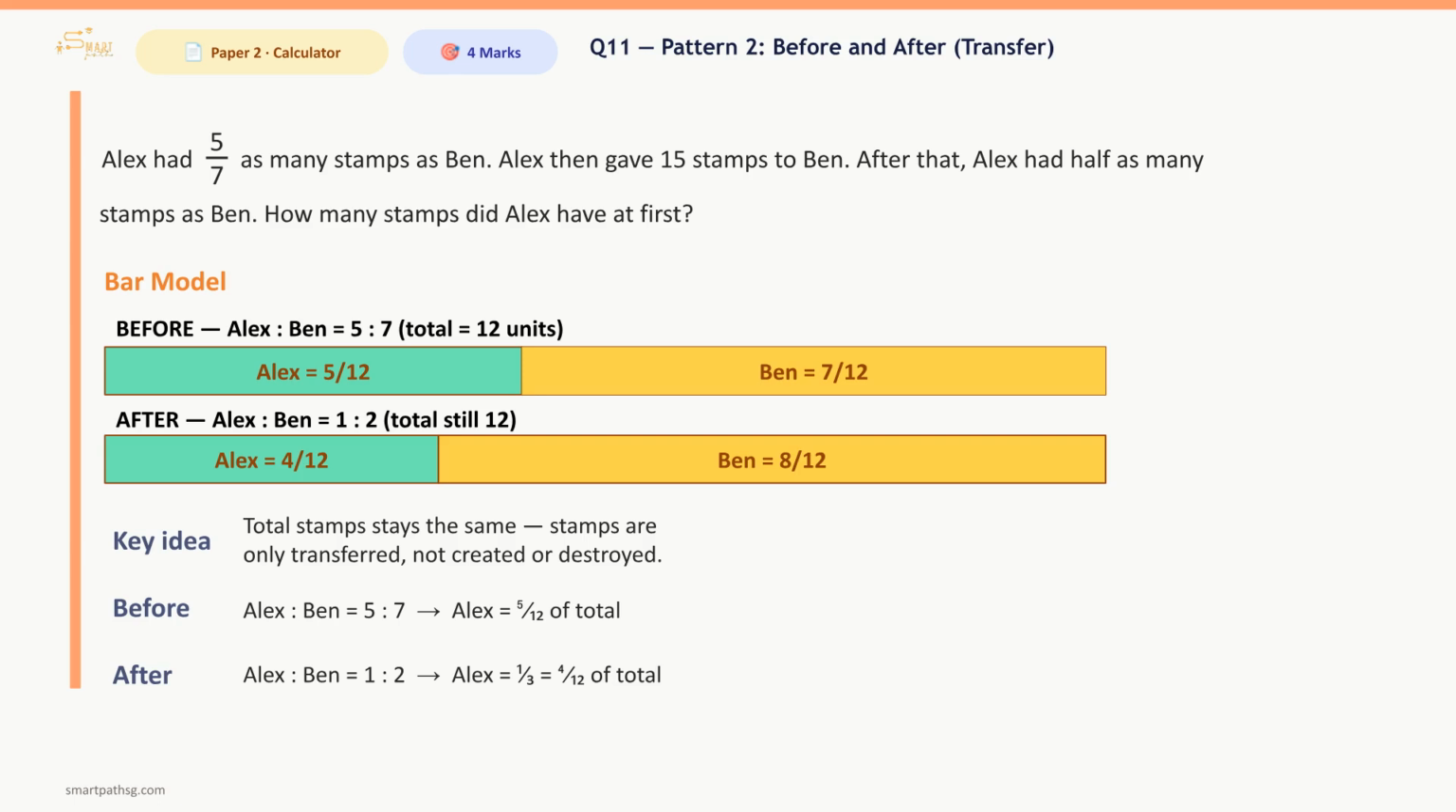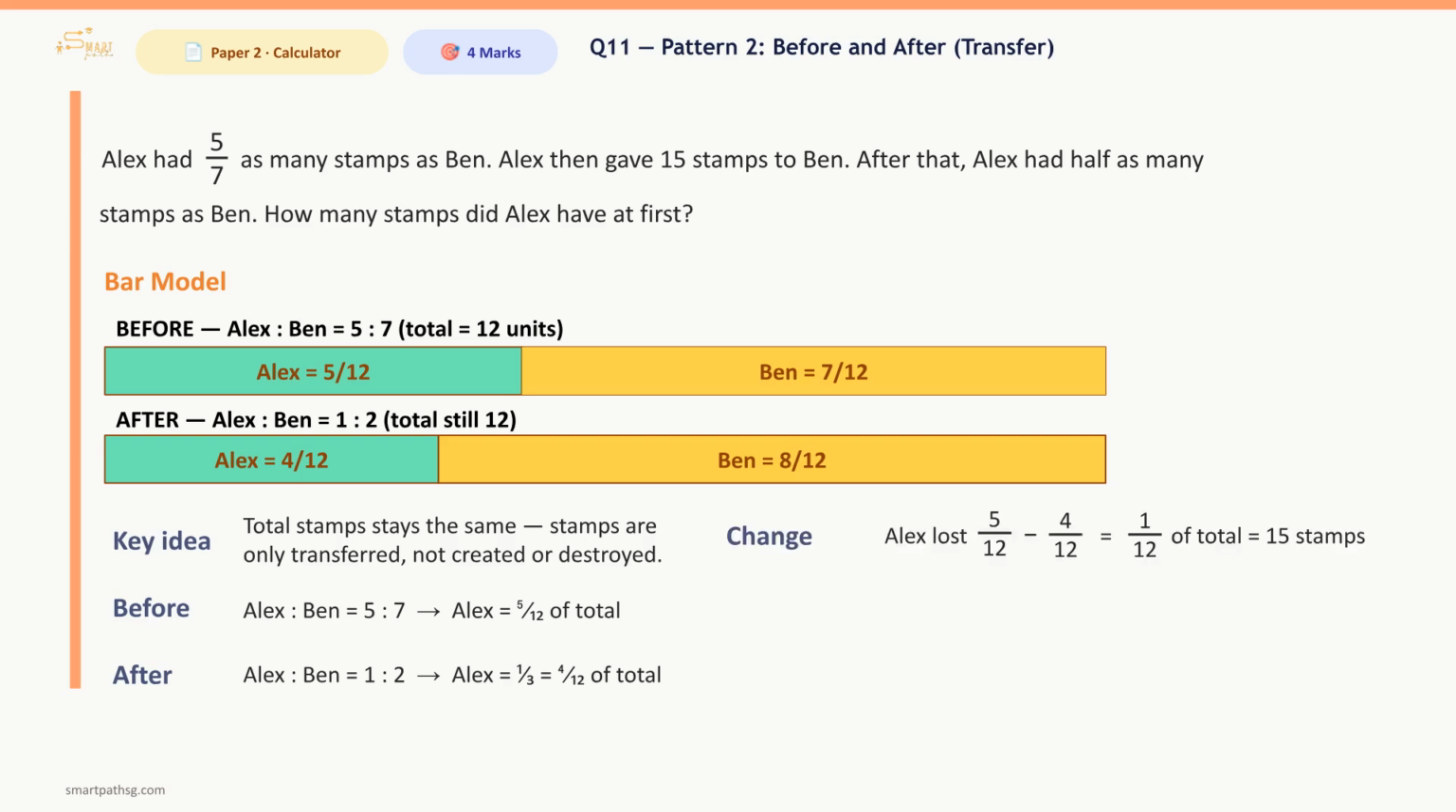Next, the after situation. Alex had half as many stamps as Ben. That's a ratio of 1 part to 2 parts. The total parts is 3. To compare this with the before fraction, we convert this total of 3 parts to the total of 12 units. 1/3 is the same as 4/12. So Alex ended up with 4/12 of the total.